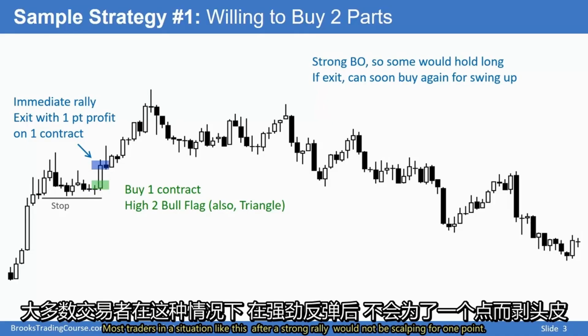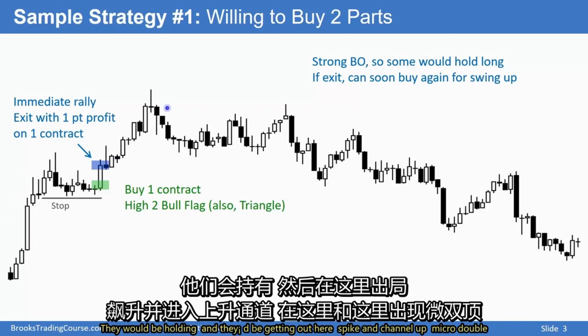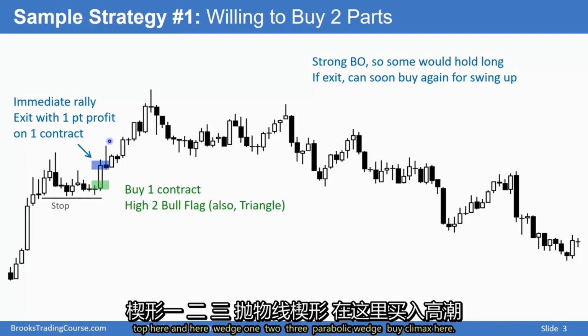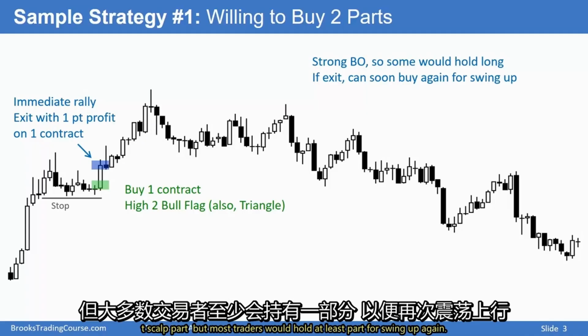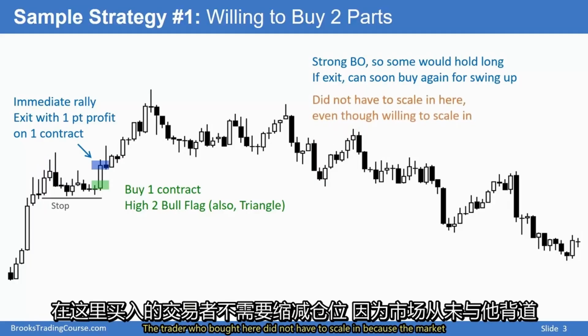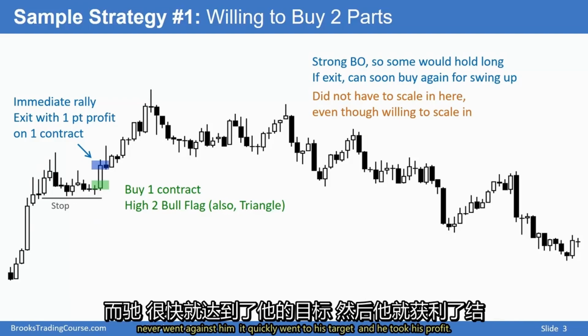Most traders in a situation like this, after a strong rally, would not be scalping for 1 point. They would be holding and maybe getting out here. Spike and channel up, micro double top here and here, wedge 1, 2, 3, parabolic wedge, buy climax here. But anyway, most traders would not scalp their entire position here. They might scalp part, but most traders would hold at least part for a swing up. Again, the trader who bought here did not have to scale in because the market never went against him. It quickly went to his target and he took his profit.